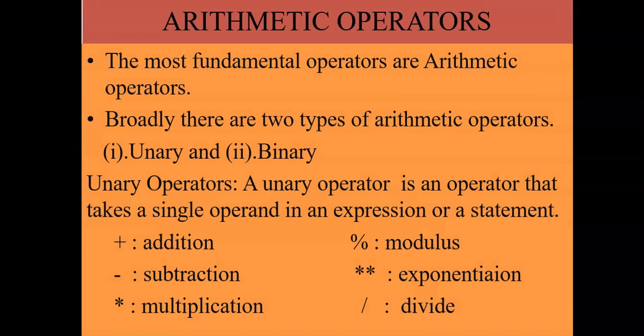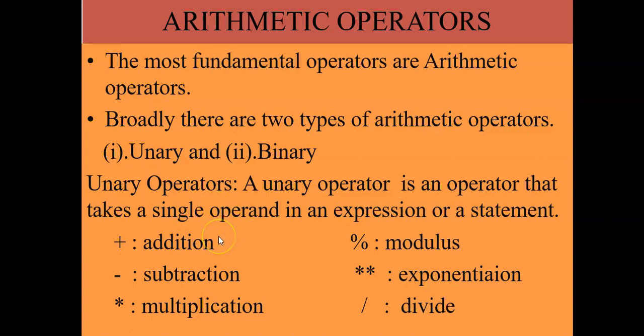Now, the next and most important, fundamental operators are arithmetic operators. Broadly, there are two types of arithmetic operators. One is unary, the other is binary. Unary operator means the operator works on only a single operand, whereas a binary operator means the operator works on two operands. That means the operator will be in between. On both sides you will have the operands.